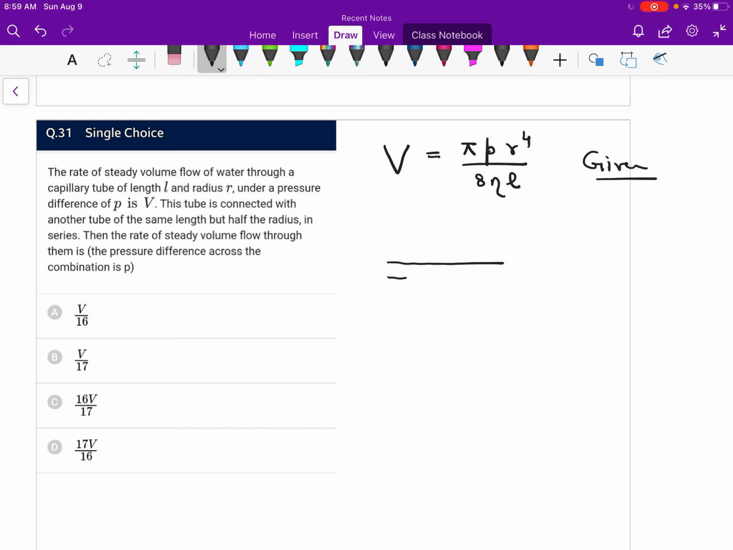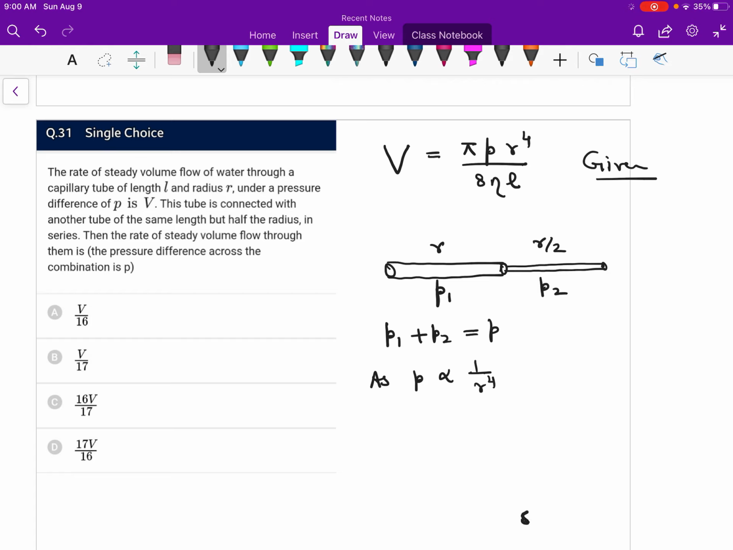Now we have two tubes of the same length, this is L and this is also L, but the radii are different. This is R, this is R by 2. Say the pressure difference across these tubes is P1 and P2. So the overall pressure difference is P1 plus P2 equals P, and we see that P is proportional to 1 upon R to the power 4.